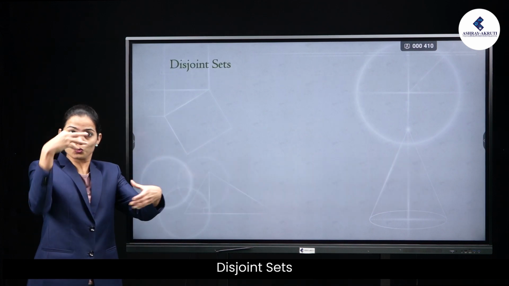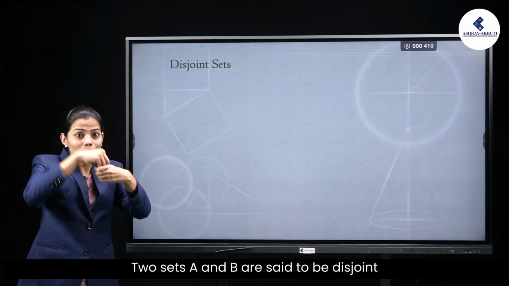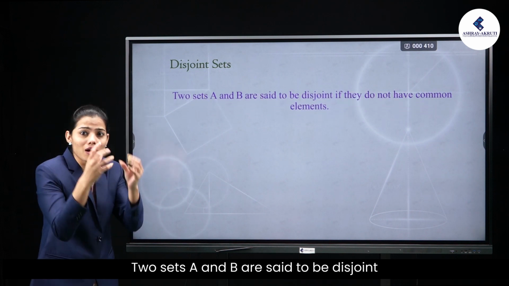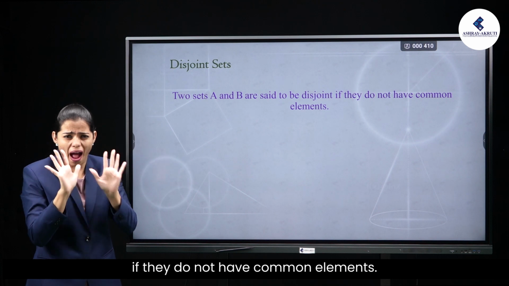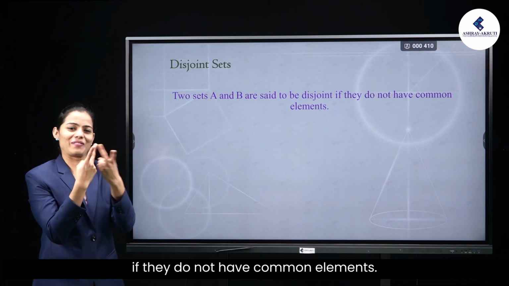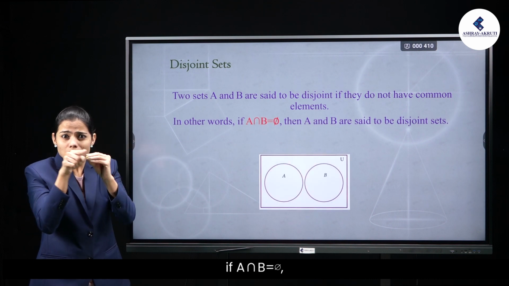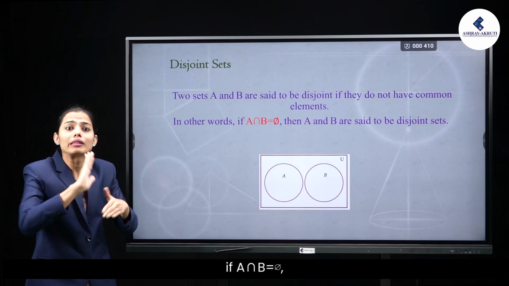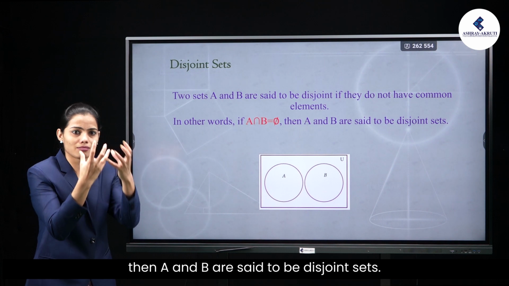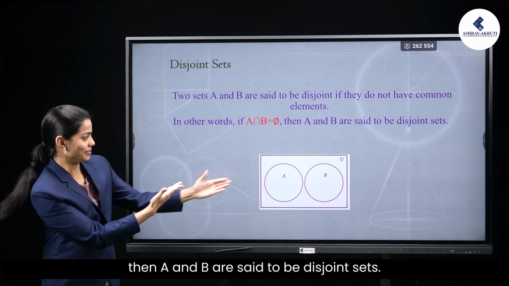Disjoint sets. Two sets A and B are said to be disjoint if they do not have common elements. In other words, if A ∩ B = empty set, then A and B are said to be disjoint sets.